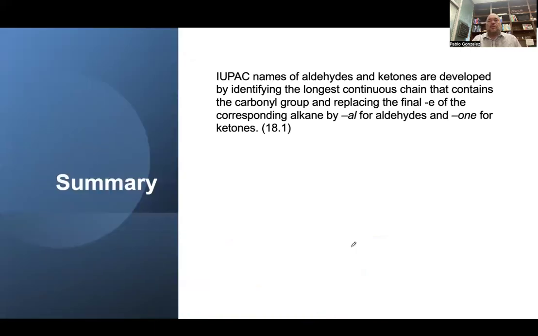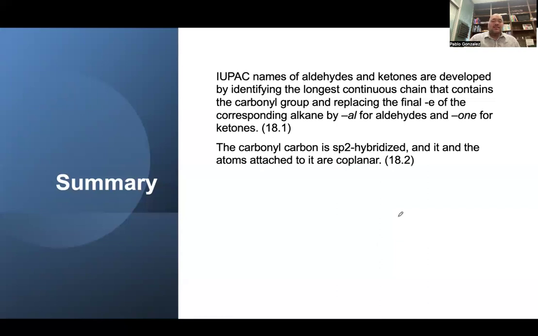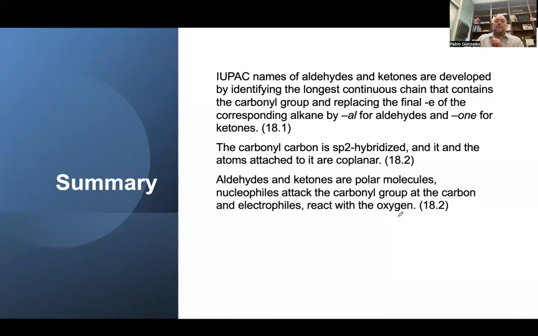So in summary, IUPAC names of aldehydes and ketones are developed by identifying the longest continuous chain that contains the carbonyl group and replacing the final E of the corresponding alkane by -al for aldehydes and -one for ketones. The carbonyl carbon is sp2 hybridized, and it and the atoms attached to it are coplanar. So that part of the molecule is always going to be planar due to the sp2 hybridization of that carbon.